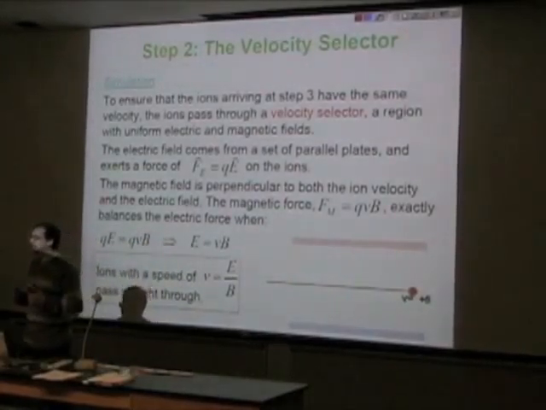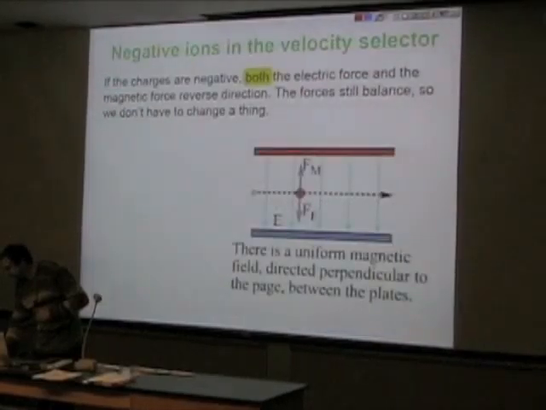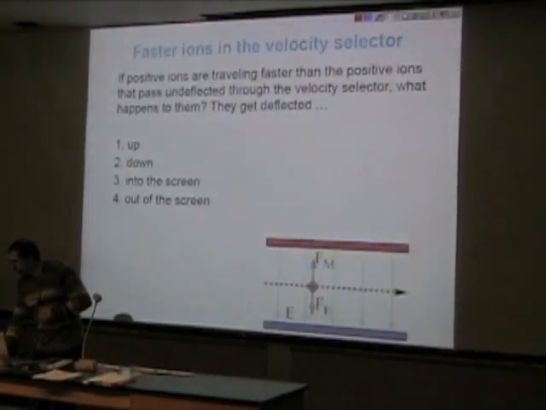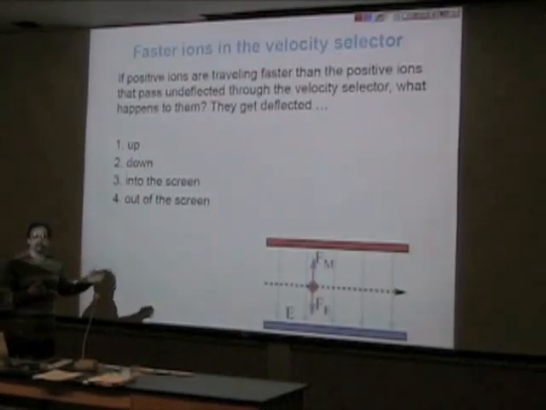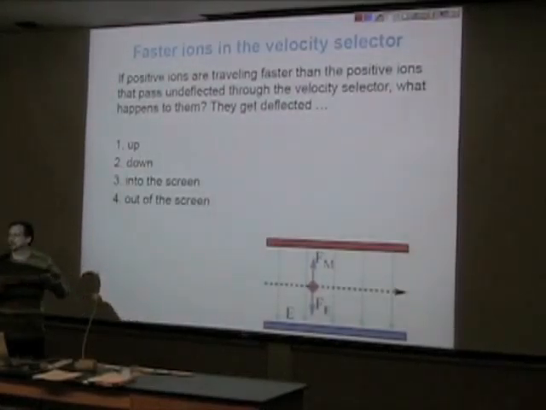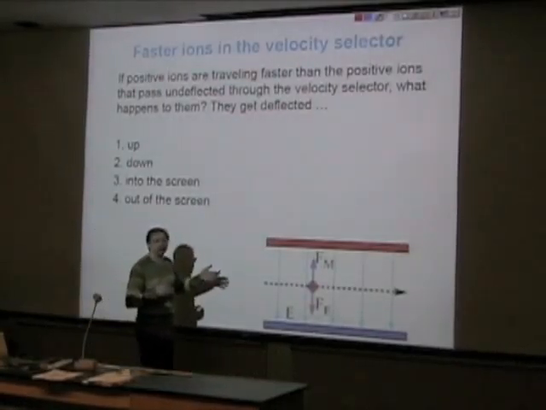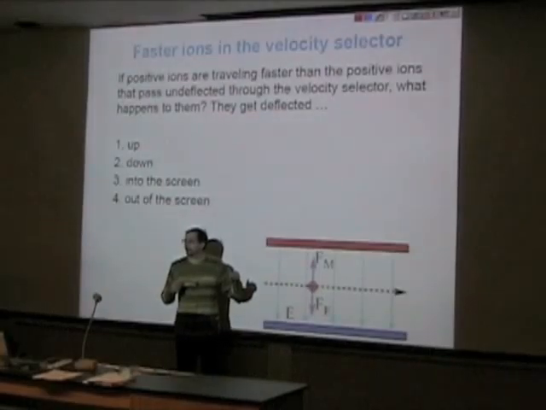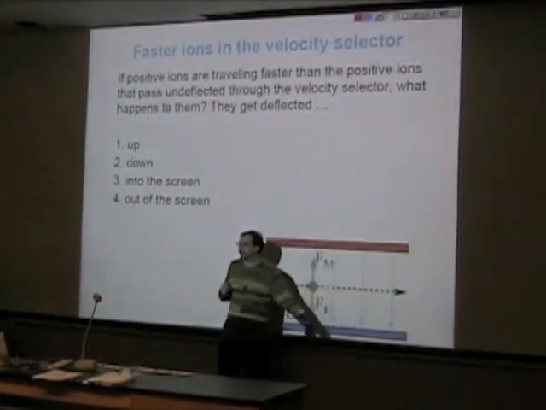What is happening if velocity is higher or lower, if the particle moves faster or slower? Well, this is my first question. Let's say positive ions are traveling faster than the speed we're expecting. So in that case, what is the trajectory of those particles going to look like? The deflection should be happening up or down.